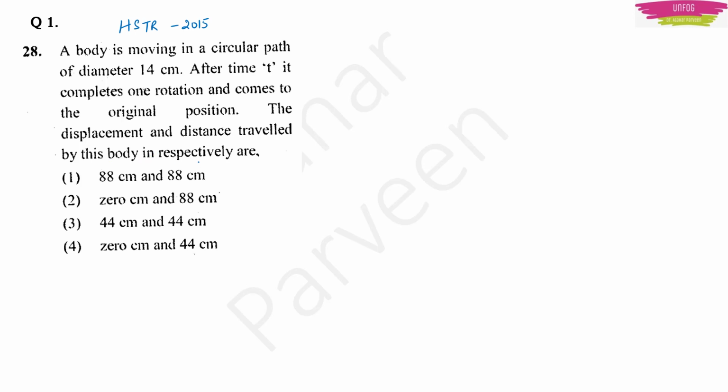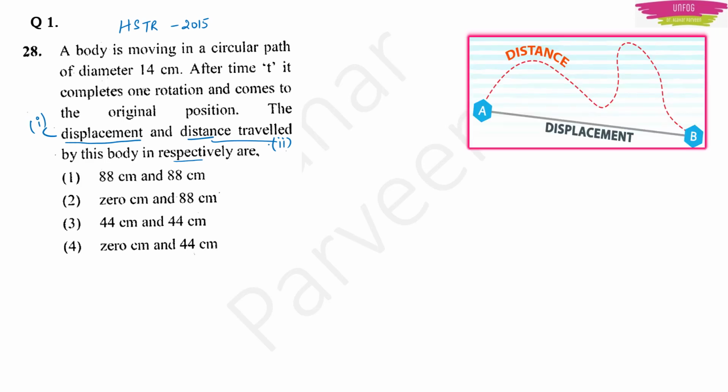respectively are. You know the meaning of word respectively, right? They want you to find the displacement first. Means in the options they have given 4 options, right? In the options there are 2 values in each option. So your first value should be displacement. Your second value should be distance. Okay. Now what is the difference between distance and displacement? I have a picture here for you.